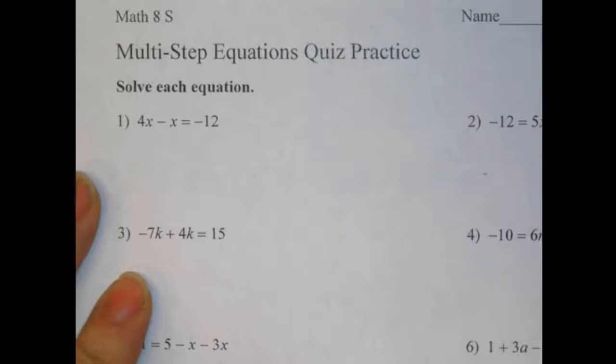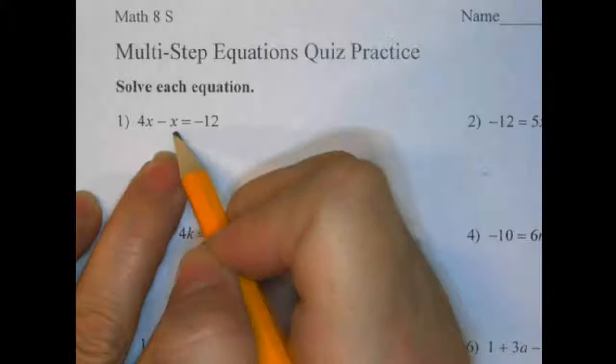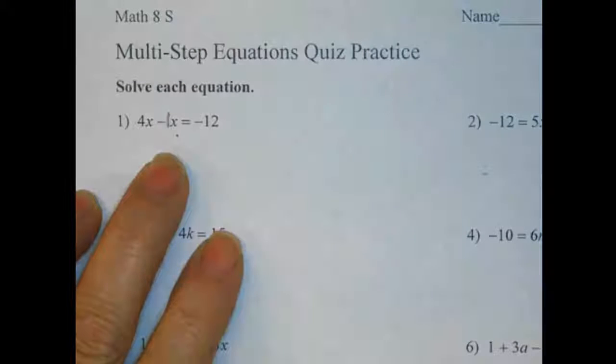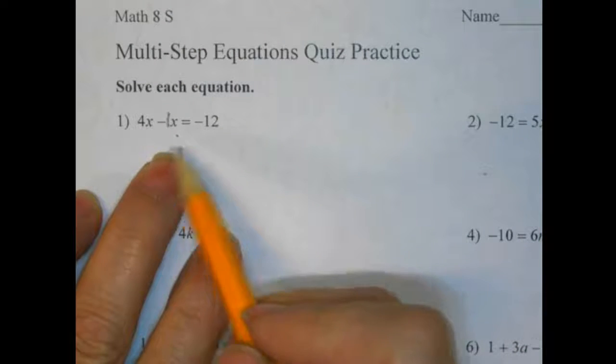For number 1, do I have to use distributive property there? Or do you see parentheses? No parentheses, so no distributive property. All I'm doing is combining my like terms. When I have a variable by itself, I'm going to go ahead and add a little 1. Makes it easy for me to remember that x has a value.